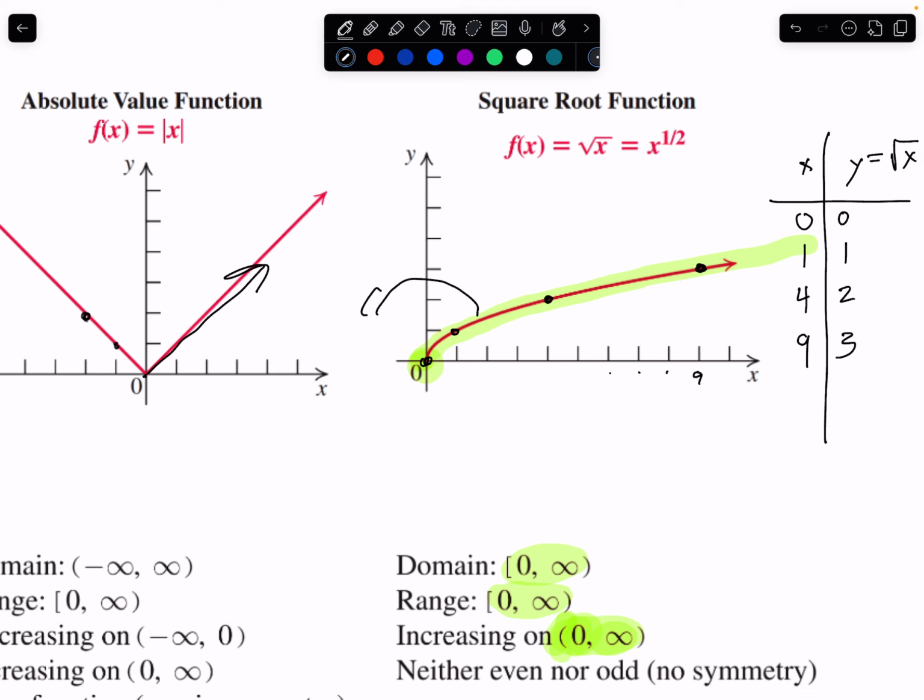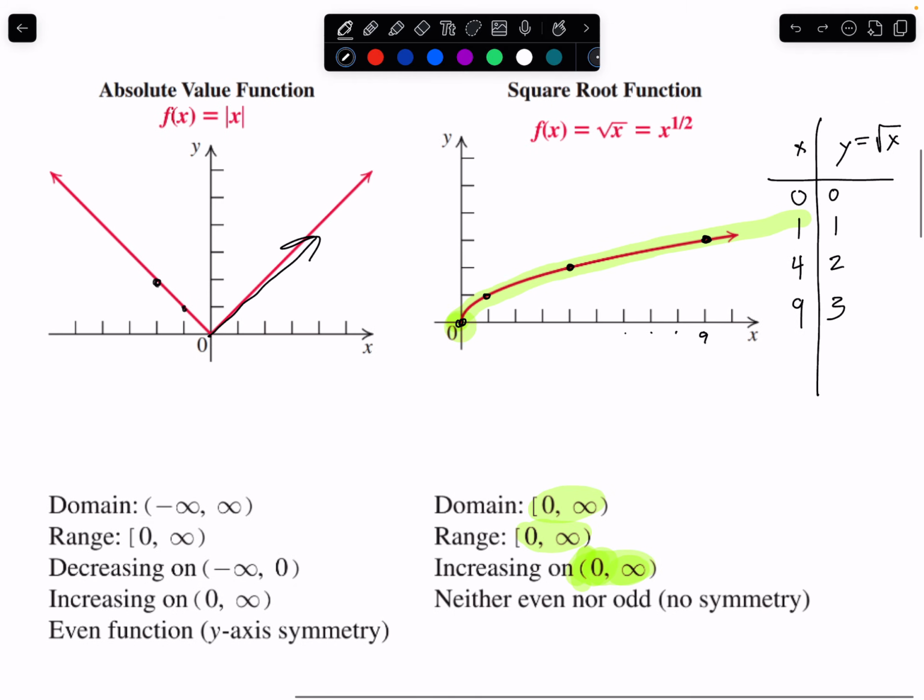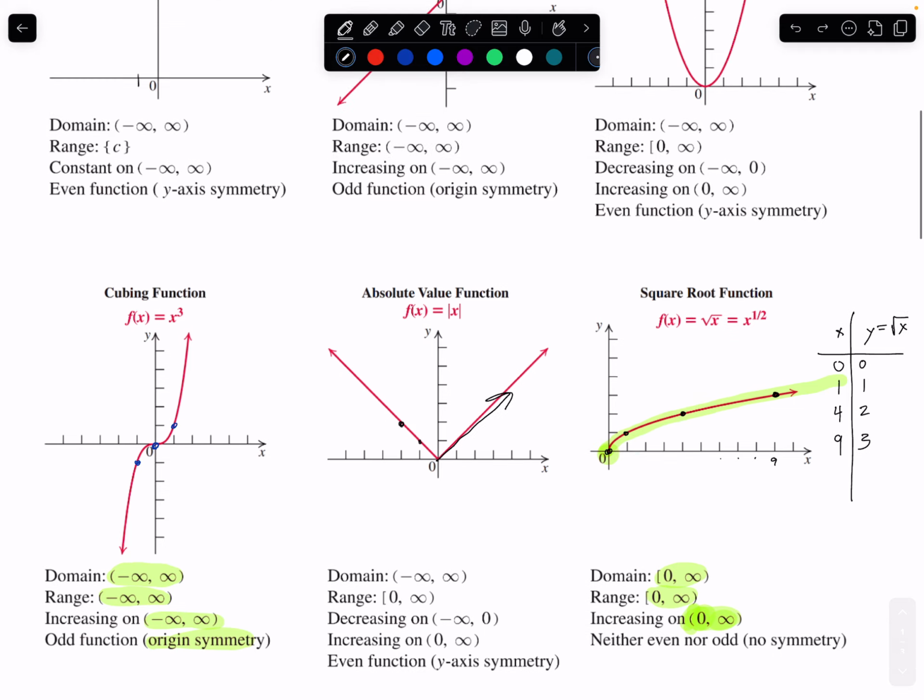And this one is neither odd nor even, because if I was to reflect it over the y-axis, it's not going to land back on itself, right? And if I was to rotate this 180 degrees, like that, let's see if I can, it looks something like that, is that right? Yeah, something like that. But it's not landing back on itself. So that is not symmetric across the origin either.